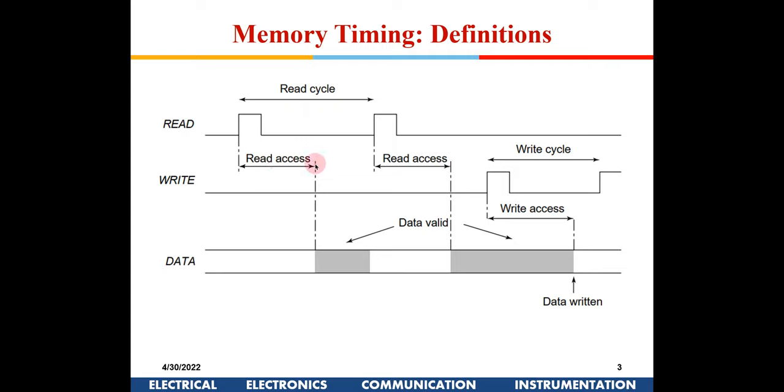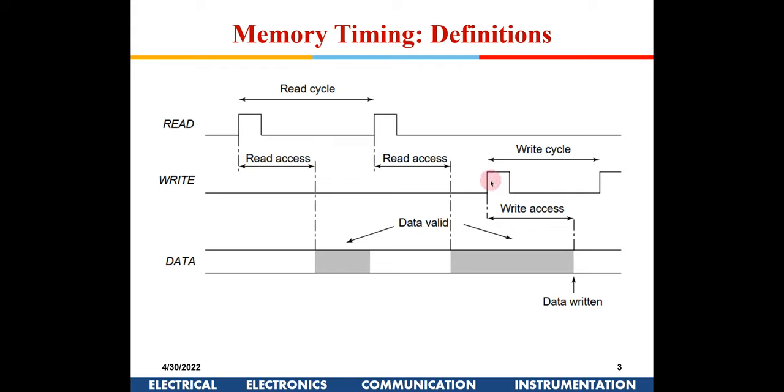If it is going to take a large time, once you have given the read cycle, and it is taking a lot of time for the data from the memory cell to be written onto the bus bar, that means it is a slow memory device. So this has to be minimized. Similarly, you could have a write access time.